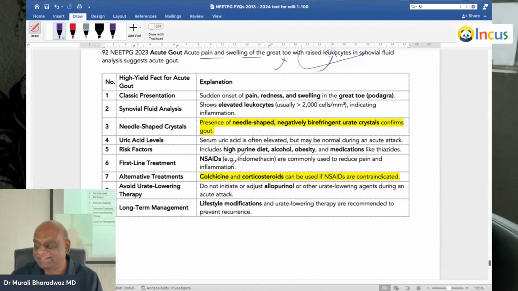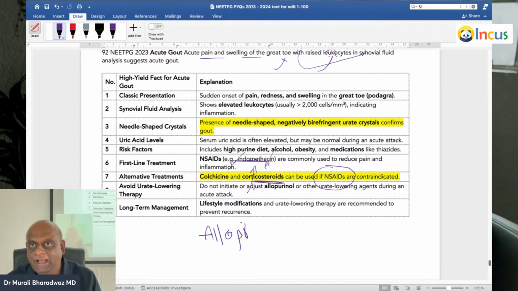So, colchicine and corticosteroids are indicated if the NSAIDs are contraindicated. Among the NSAIDs, indomethacin is used in acute gout. Never use allopurinol in acute gout. Allopurinol is only used in chronic gout. Allopurinol is the inhibitor of which enzyme? Tell me one more drug which is an inhibitor of xanthine oxidase.